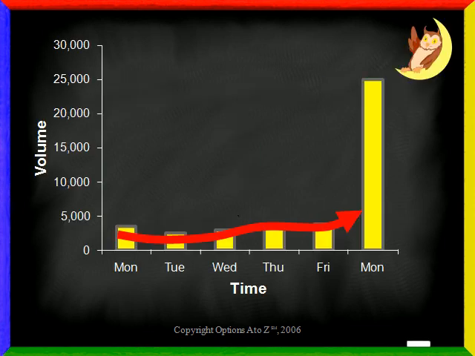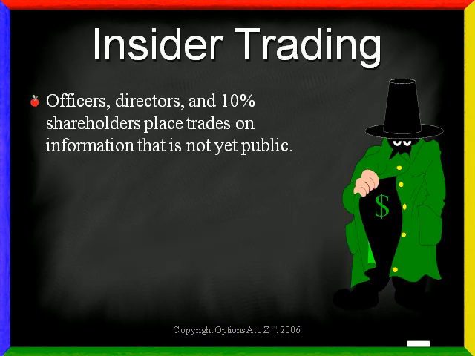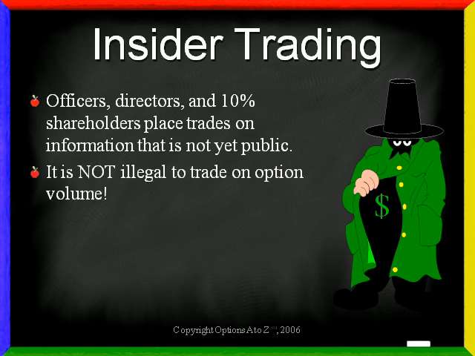On some days, you may see volume spike to the moon when compared to previous days. These spikes may be due to current breaking news on the company, but the spikes can also be due to insider trading, which is when corporate insiders such as officers, directors, and 10% shareholders place trades on information that is not yet publicly available. Although it is highly illegal for anyone to trade on inside information, it is not illegal to trade on option volume.